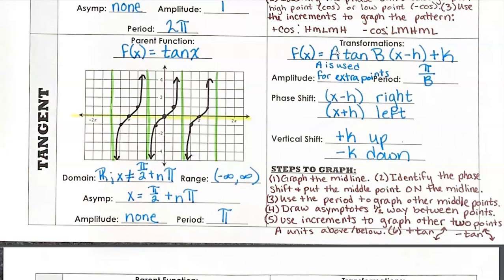Then I'm going to use that a value to find out how far above and below my midline I go for these two extra points. We're always going to use our increments to figure out how far apart these should be, or remember, we can just say we're dividing it in half. Once I grab my middle points of my tangent function, I'm going to cut those points in half to find my asymptotes and draw those in. Then we use that amplitude to go high and low, and a positive tangent is going to snake upwards towards the right. A negative tangent will snake downwards as it moves to the right. It'll reflect over the x-axis.